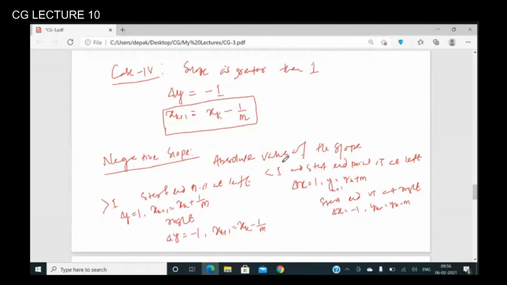So we have just now discussed the whole DDA algorithm for line drawing for any cases.